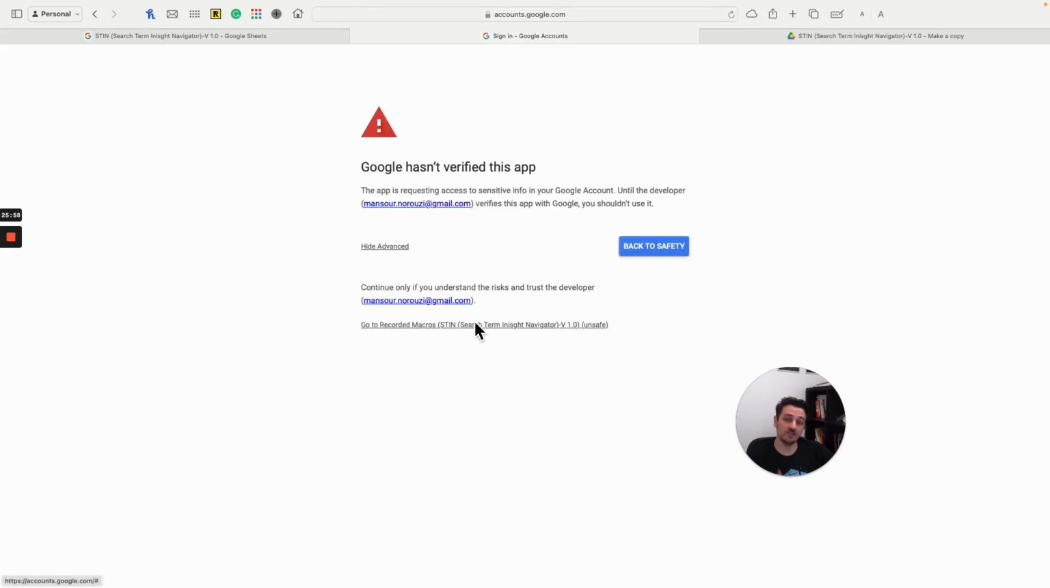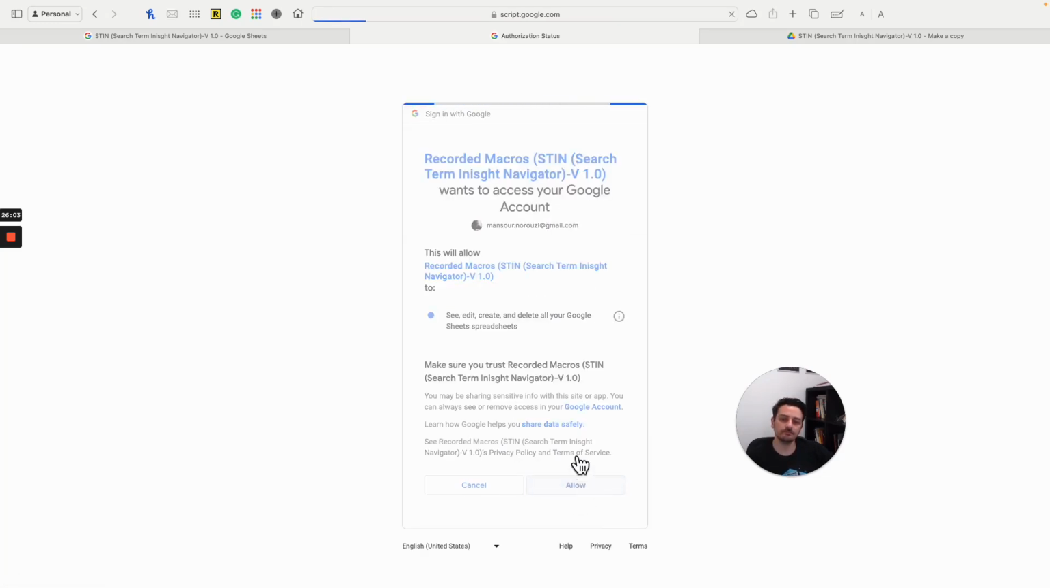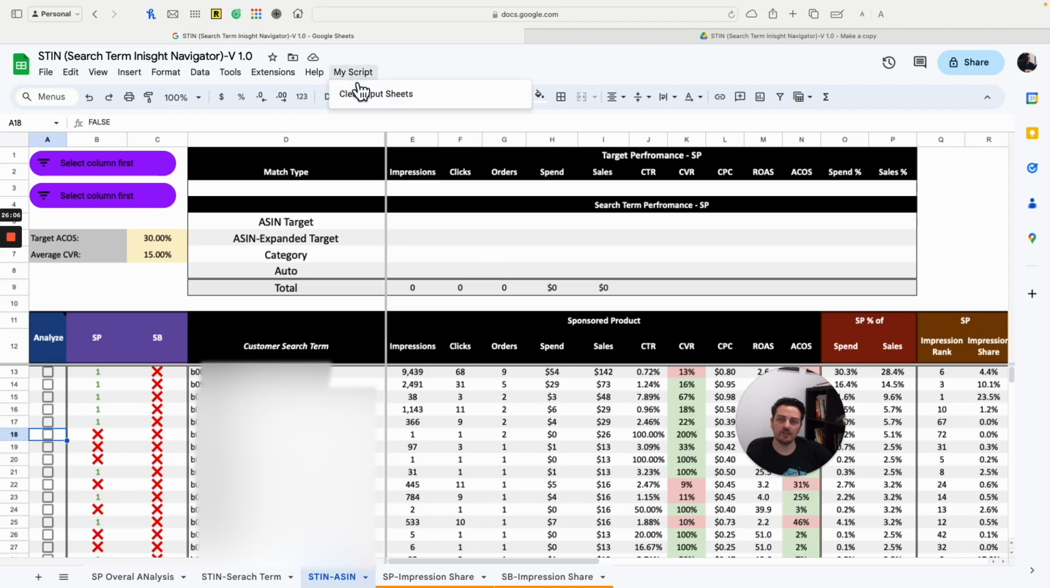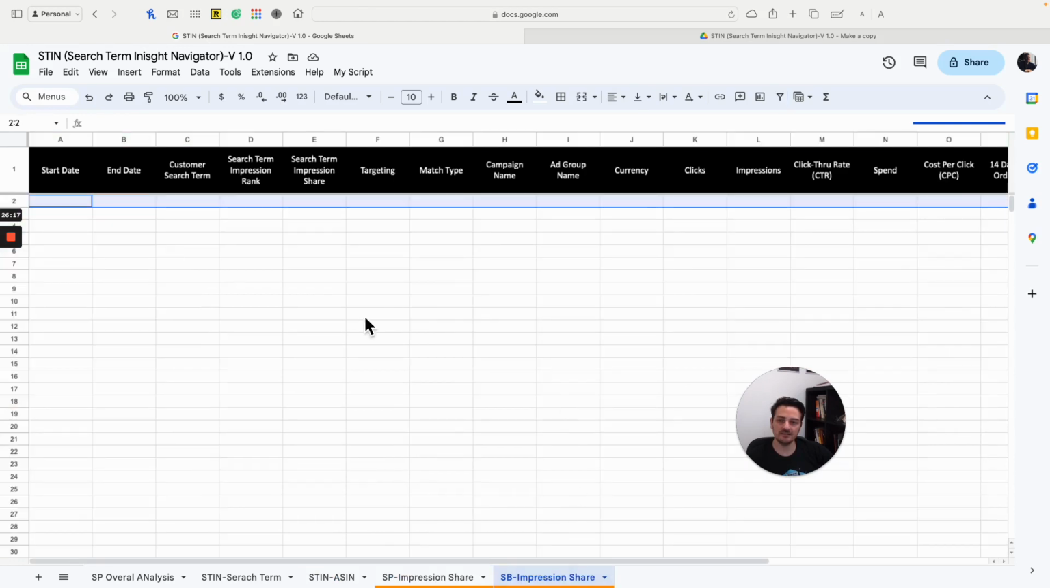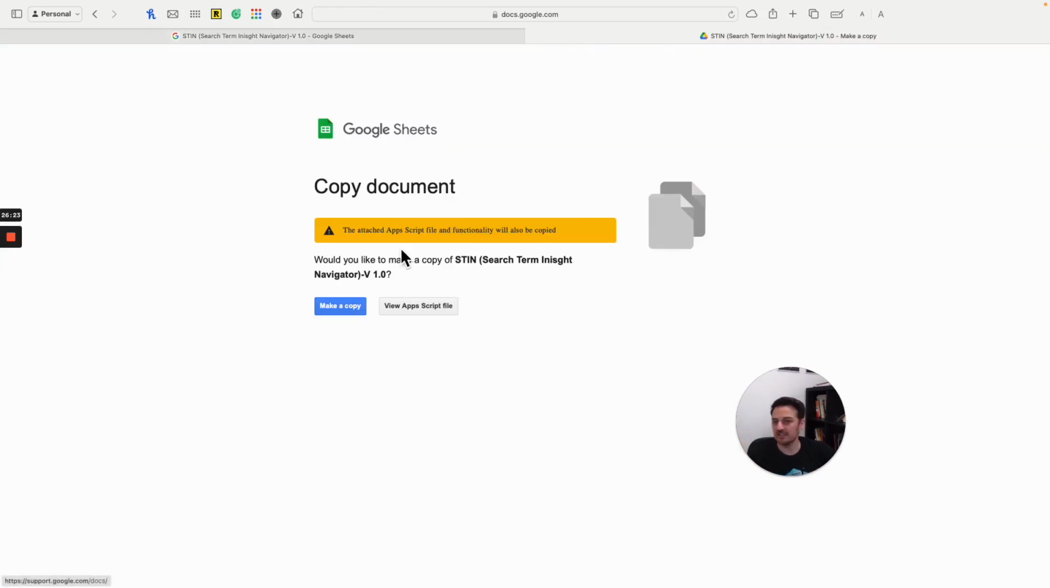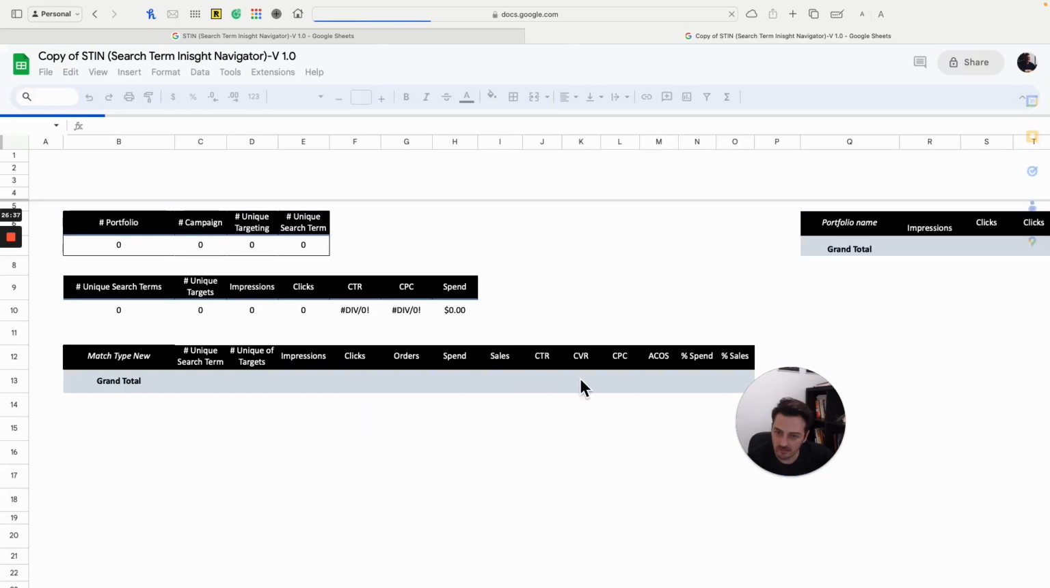I'm going to talk about this when we create a copy. Go to record macros, allow. So again, clear, everything will be cleared. These two input sheets that I'm going to talk about will get cleared and all the data will be gone. So here, as you can see, there is no more data. So how to create this? It's super simple. You have this link, click on the link, make a copy. Yes, so making a copy.